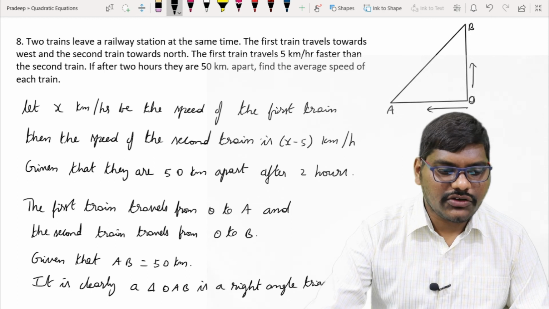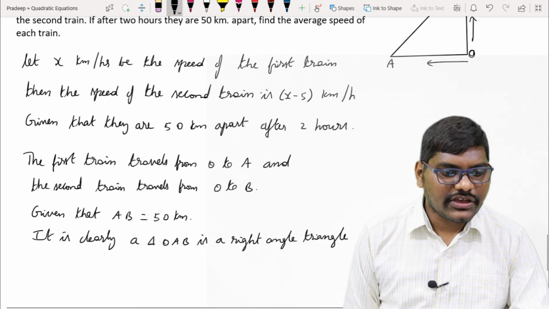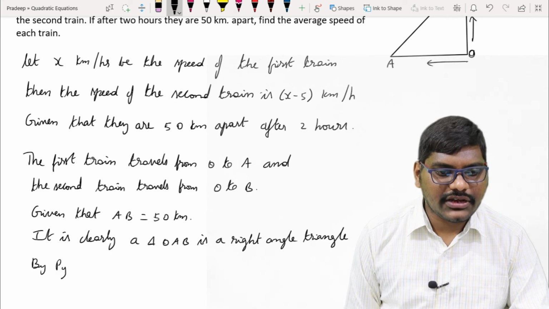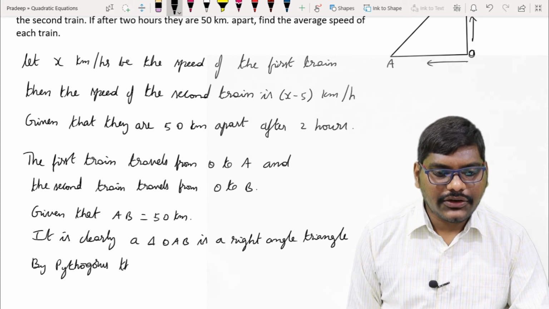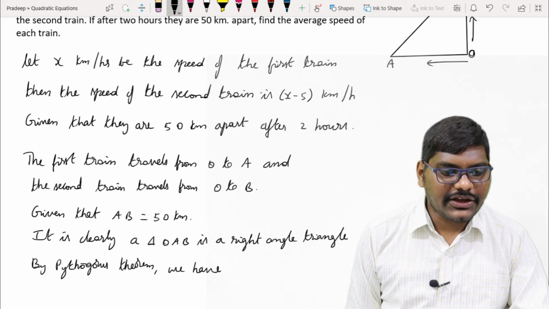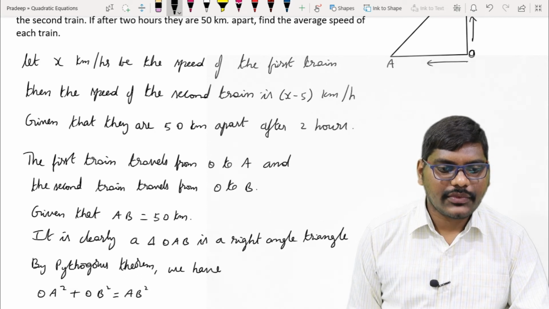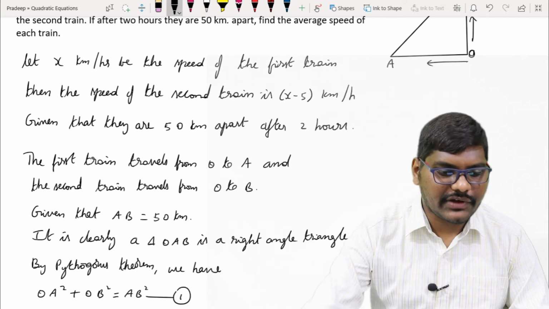Okay, so now we can use the Pythagoras theorem, as it is a right angle triangle. What is the Pythagoras theorem? As this is a triangle AOB, simply I can write OA square plus OB square equal to AB square. So let's say this is equation 1.